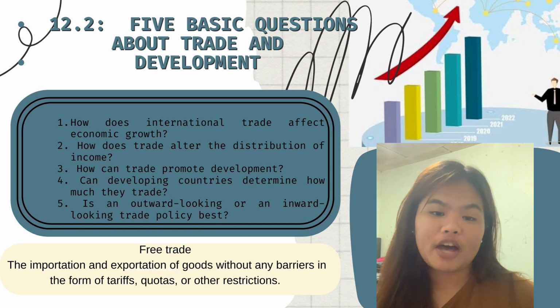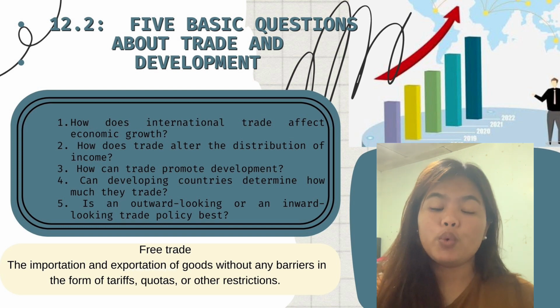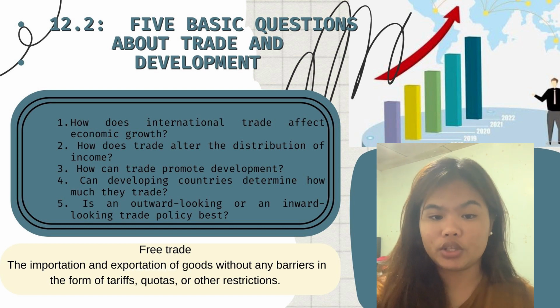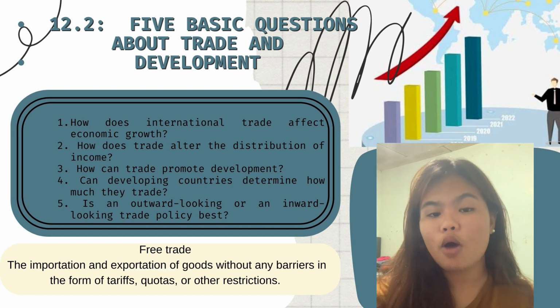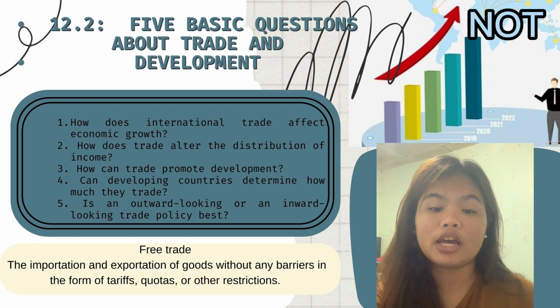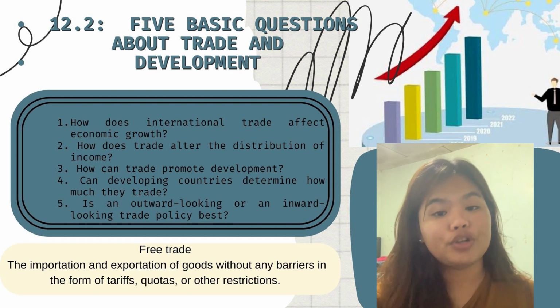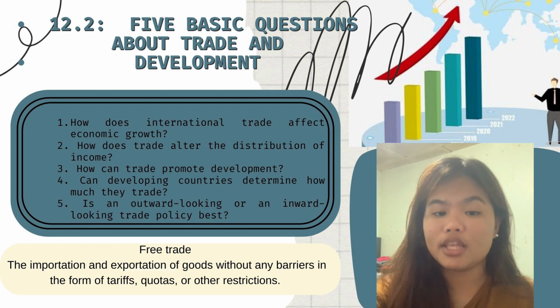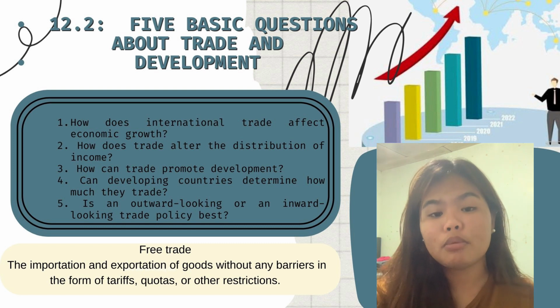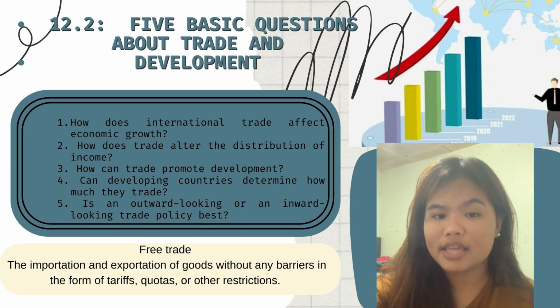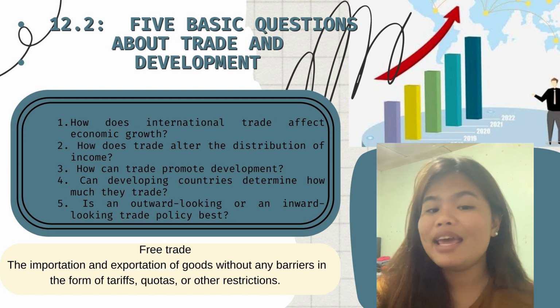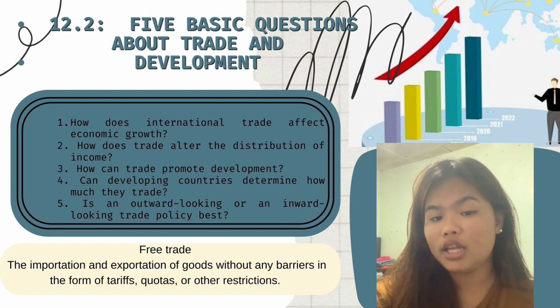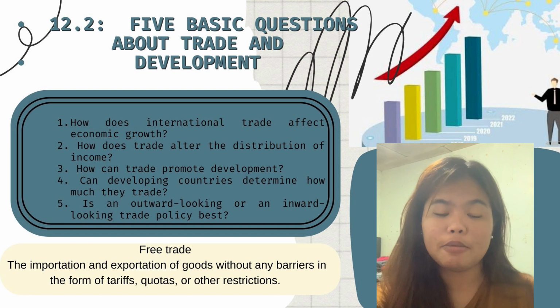We have here the five basic questions which we will eventually try to answer as we go further in the discussion. The first question is, how does international trade affect economic growth? How does trade alter the distribution of income? How can trade promote development? Can developing countries determine how much they trade? And is an outward-looking or an inward-looking trade policy the best?